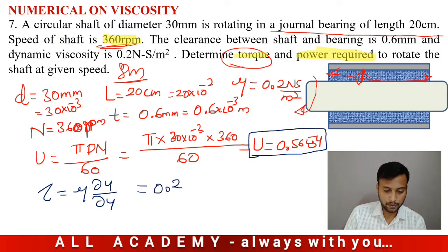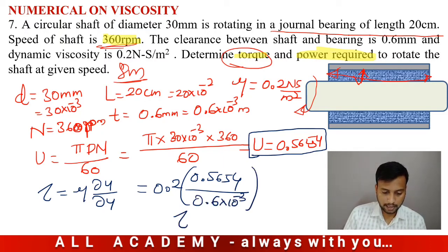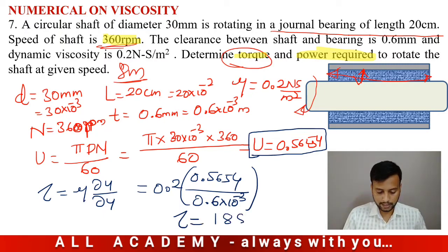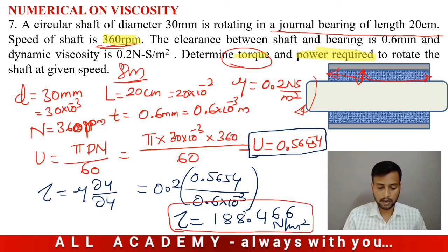Viscosity is 0.2 and the velocity du is 0.5654 and the clearance is given, that is 0.6 into 10 raised to minus 3. Now if you simplify this one, you will get an answer of 188.466 Newton per meter square. This is one more answer, that is the shear stress.